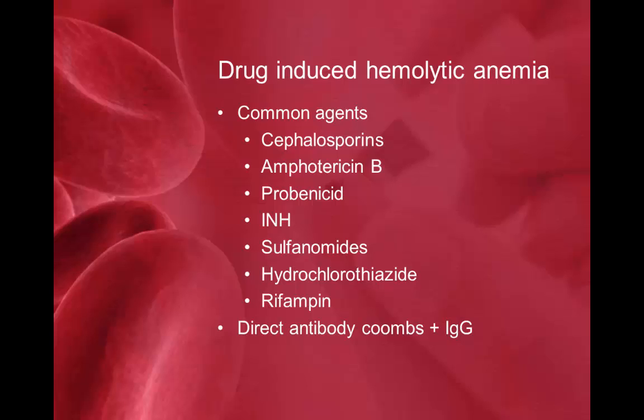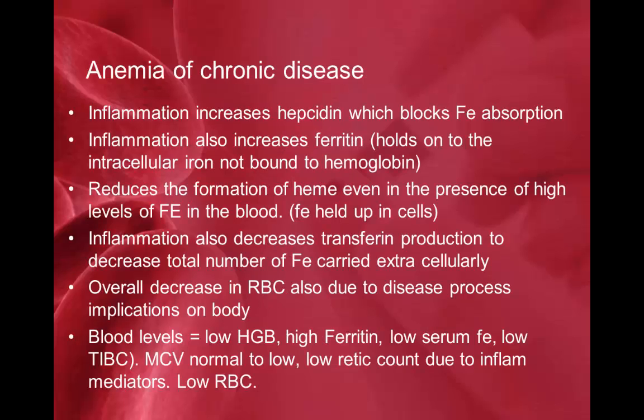There are other drug-induced hemolytic anemias that we kind of discussed. Sulfa is a big one. Amphotericin B, cephalosporins, for example. You could also do a Coombs test and an IgG is present. Then we have the anemia of chronic disease. Remember that this is any type of chronic disease, including renal failure, including bone marrow disease with leukemia, lymphomas, etc.